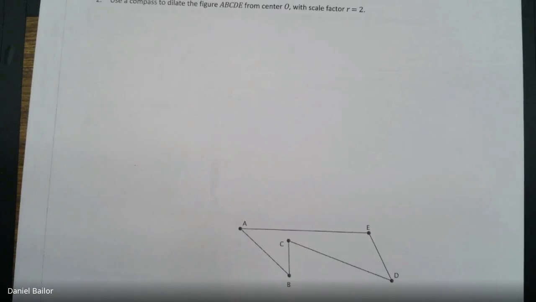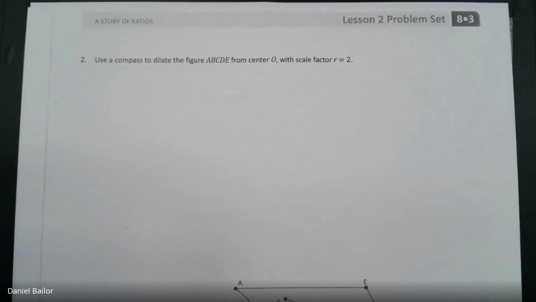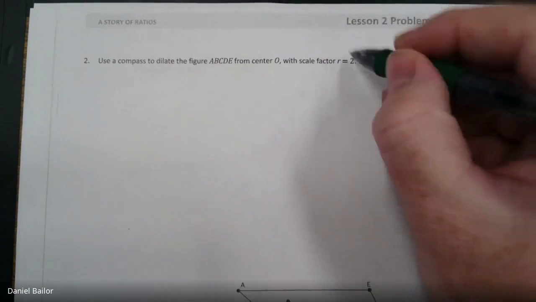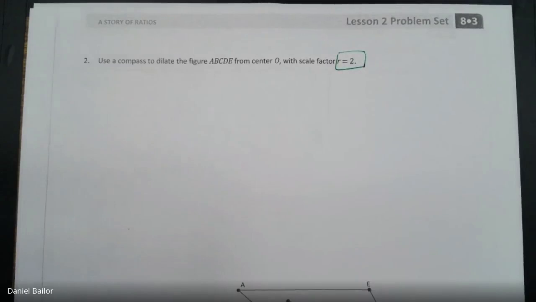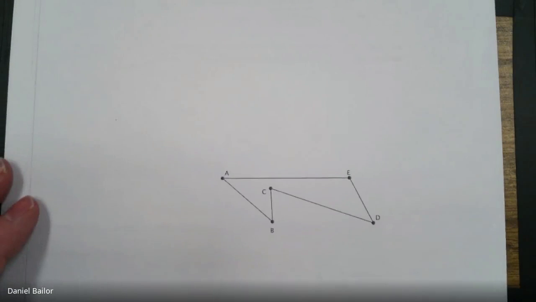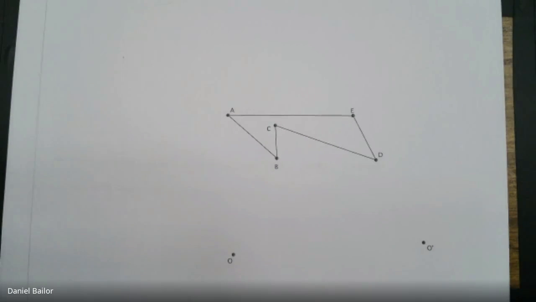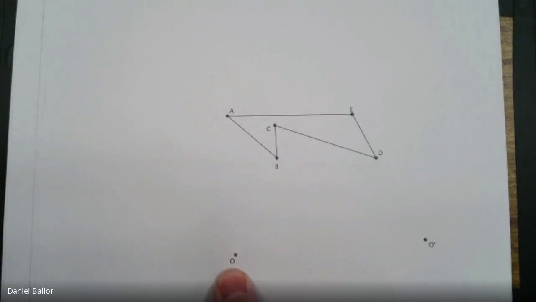For number 2 on the problem set, page 24, it says use a compass. I would just say use your ruler because not everyone has a compass. But this time the scale factor is R equals 2. And wait a second, this time there are 2 centers. So they're going to want you to dilate this one twice, with R equals 2 each time. So you're going to use this center first and do R equals 2. And then you're going to do it all over again with this center, R equals 2.